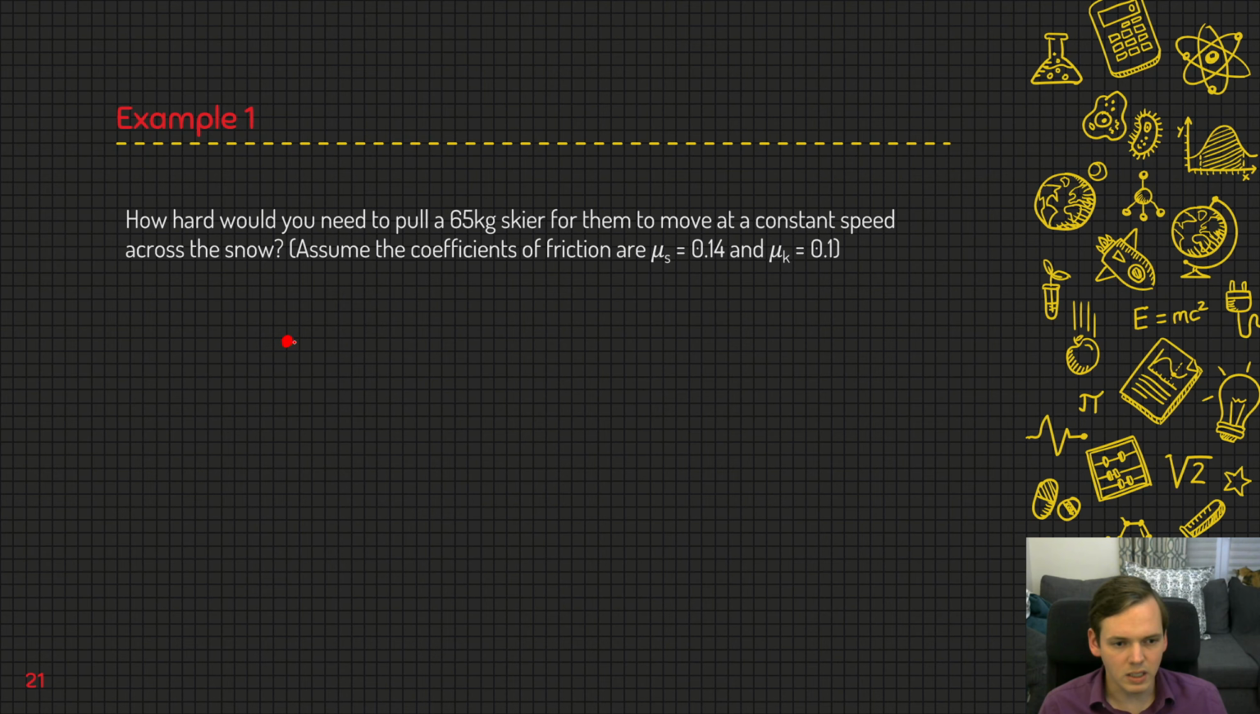So if we have our skier, they're being pulled by you, so we'll say F pull, and they're being slowed down by friction. What kind of friction? Well, they're moving, so it's going to be kinetic. And if we want it to be a constant speed, that means the net force equals ma equals 0 because there's no acceleration. So that means that Fp plus F friction equals 0. That means Fp equals negative F friction.